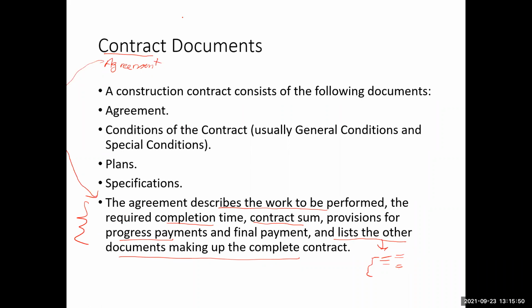Therefore you should understand that there is a difference between the contract and the agreement. So contract is not the agreement, but the contract includes the agreement, conditions of the contract, plans, and specifications. Okay, so this is the difference between the contract and the agreement.